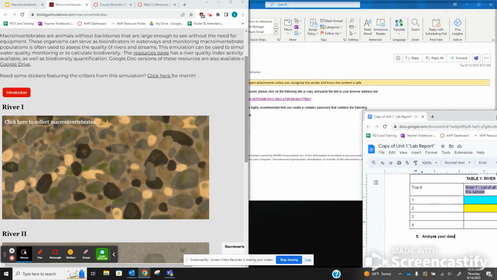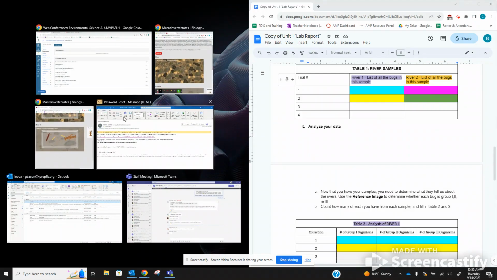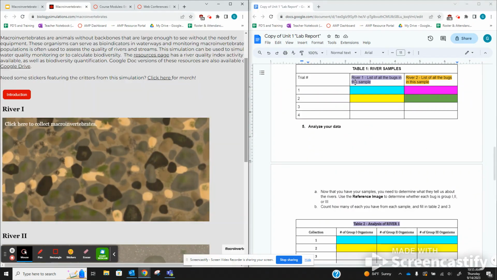Okay, so first thing I'm going to do is I'm going to take my samples, and I'm only going to do 4. Your 4 can be different, should be different from mine because you're going to have different samples. So you'll have 8 samples total, 4 from river 1 and 4 from river 2, but I'm just going to do 2 in this video to get you started.